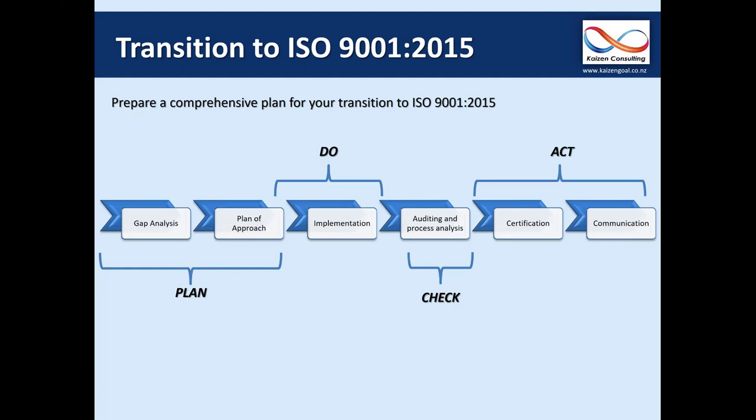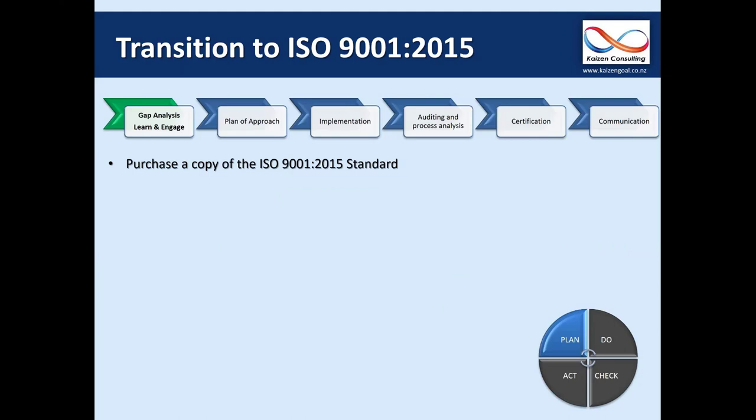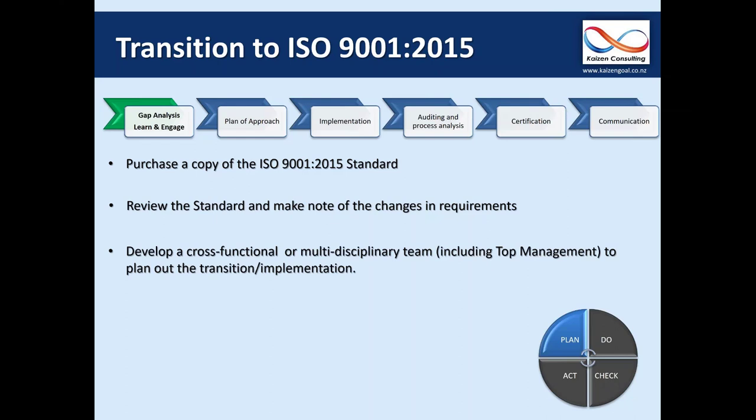So the plan. First, you need to purchase a copy of the standard if you haven't already. Review the standard, and make notes of those changes for the requirements. Develop a cross-functional and multidisciplinary team, including top management, to plan out the transition and implementation. I personally think that's one of the most important steps that you will take throughout the project. You need to make it very clear from the beginning that this is not a one man or one woman's project. This is a group effort.